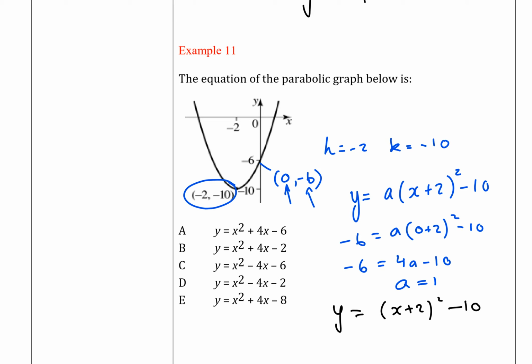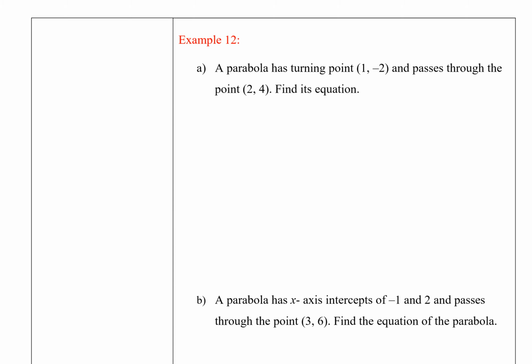I can see that they've all been expanded into standard form. So I'll need to do the same thing. This will be x squared plus 4x plus 4, if we remember our perfect squares, minus 10 yields x squared plus 4x minus 6. And so x squared plus 4x minus 6, that gives me an answer of A.